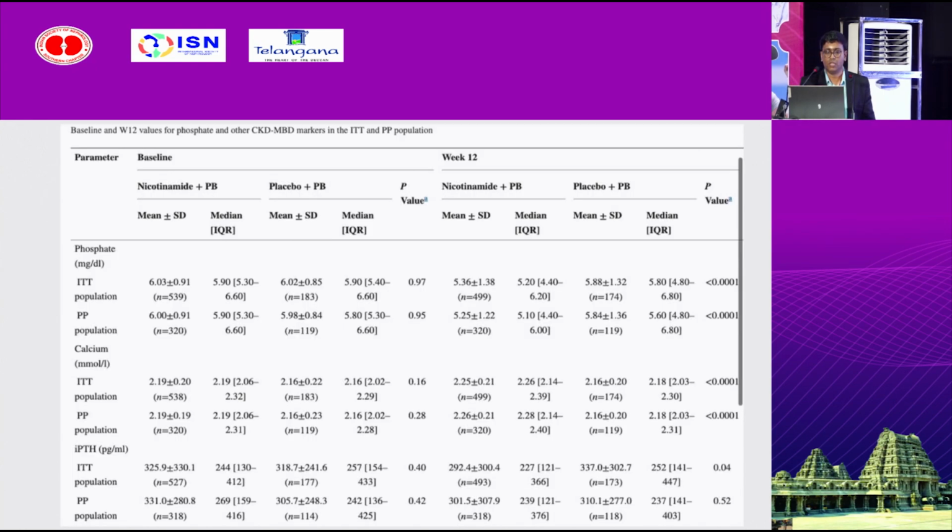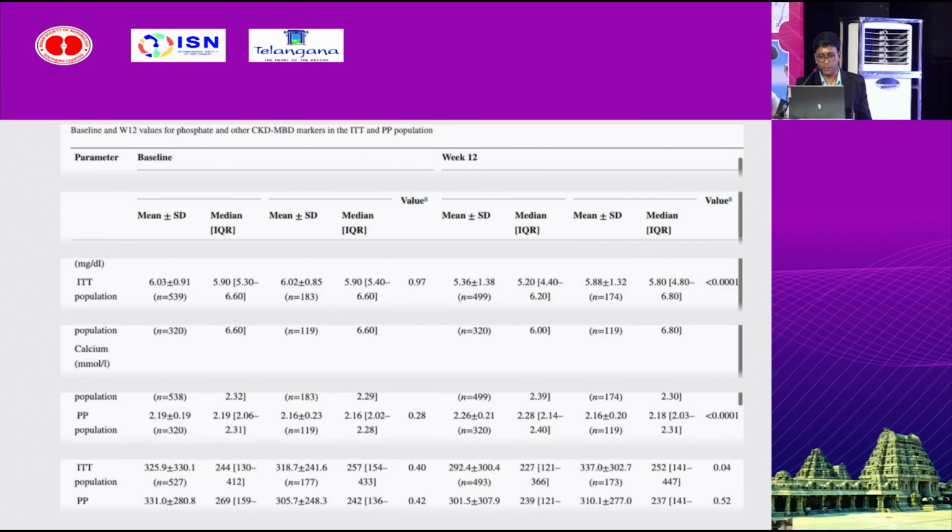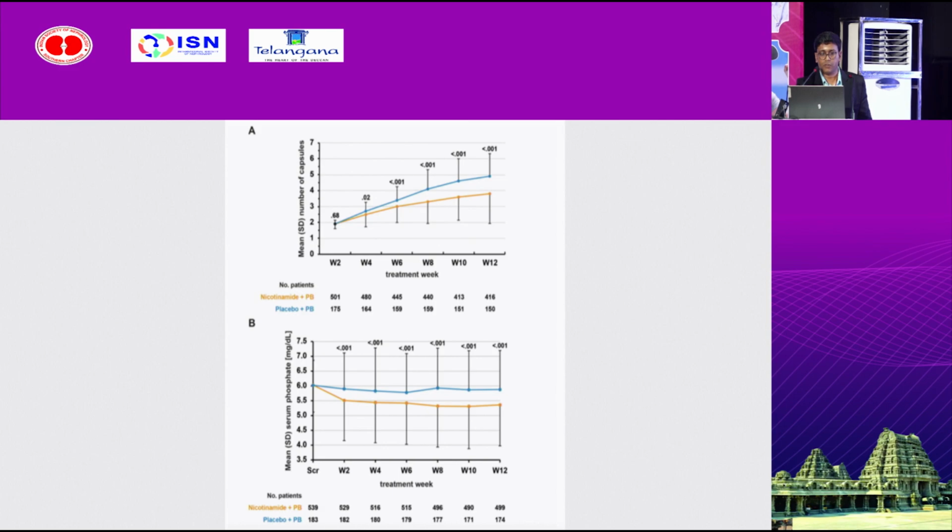So this was a trial used to compare nicotinamide plus phosphate binder with placebo plus phosphate binder. In the group which was treated with nicotinamide plus phosphate binder, at 12 weeks, there was significant reduction in the phosphorus levels, and also there was significant reduction in PTH levels. And also, if you see here, the phosphate reduction began at week 2 and it persisted throughout 12 weeks, and even the pill burden was less in patients treated with nicotinamide.